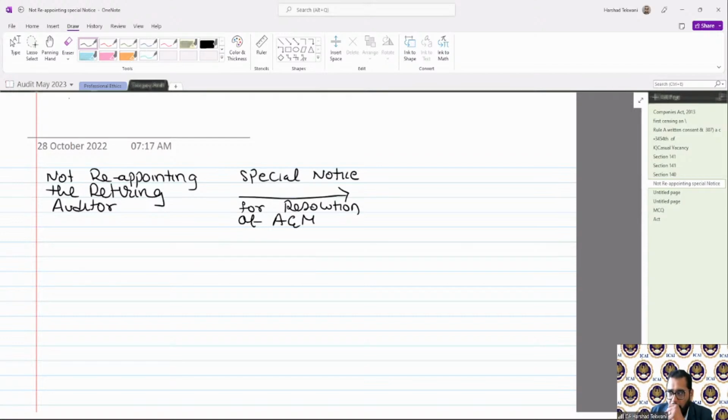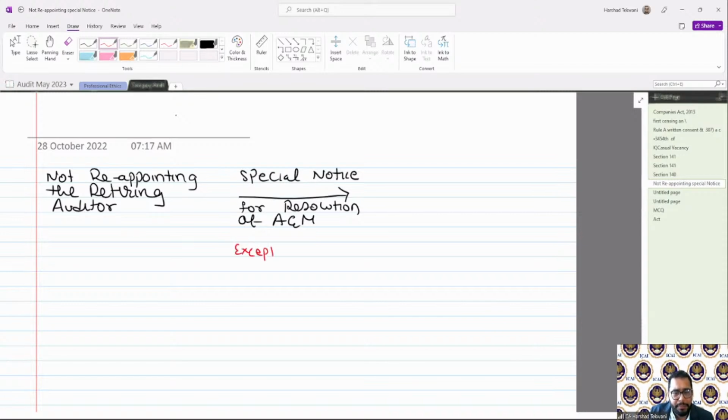Now, this notice will say that the retiring auditor is not to be reappointed in the current case. Now, there is an exception to this notice requirement, where the retiring auditor has completed a consecutive term of 5 or 10 years as the case may be.